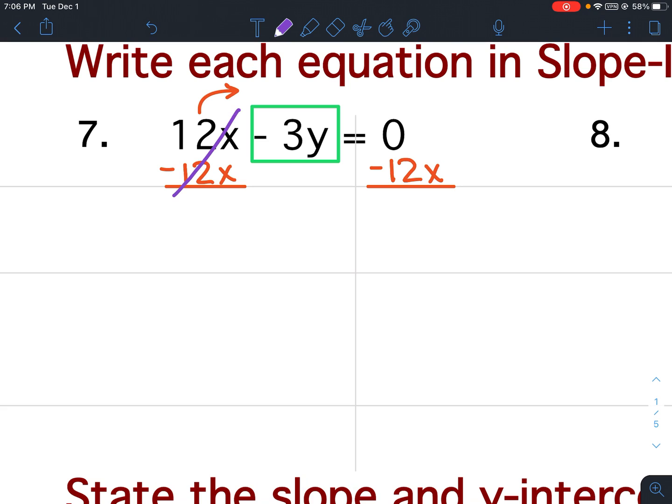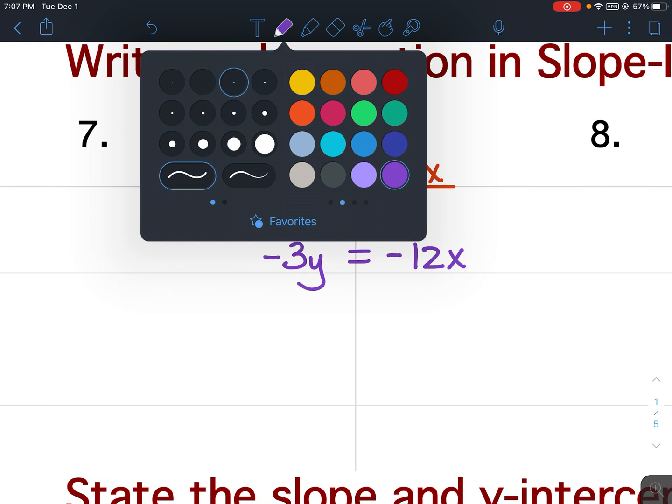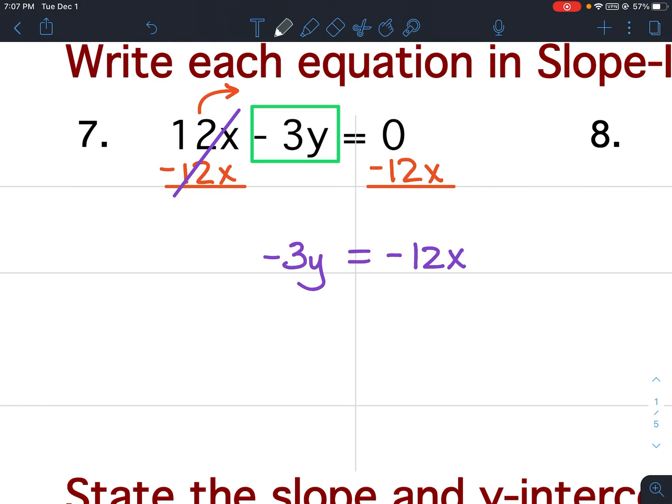So that allows me to cancel these. Bring down my negative 3y. Bring down the equal sign. Since it's 0 minus 12x, I'm just going to bring down negative 12x. If it wasn't a 0, it'd be a different story, but 0 minus 12x is going to be negative 12x. To isolate the y, I need to divide both sides by negative 3.